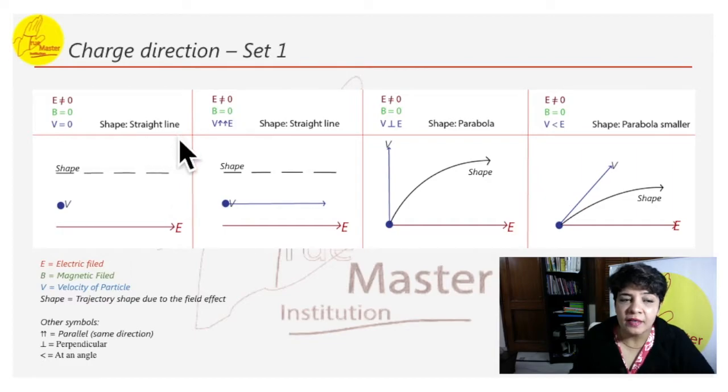So let us look at the graph again. The maroon line represents the electric field direction. The charge is stationary and the trajectory formed is the shape of a straight line.